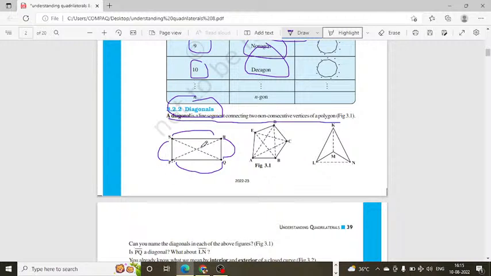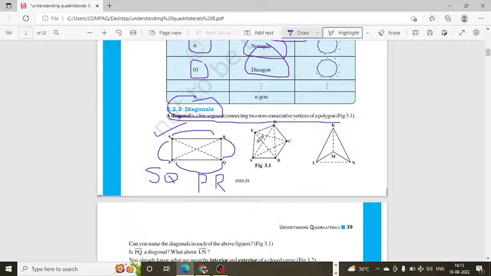सो यहाँ पे हमारे कितने डायगोनल्स हैं? 2, एक है SQ एंड एक है PR. So there are 2 diagonals over here. The first one is SQ and the second one is PR. So I think you understood really well about this, the first one. अब हम यहाँ पे डायगोनल सर्च करते हैं कि हमारे डायगोनल्स कौन कौन से होंगे.